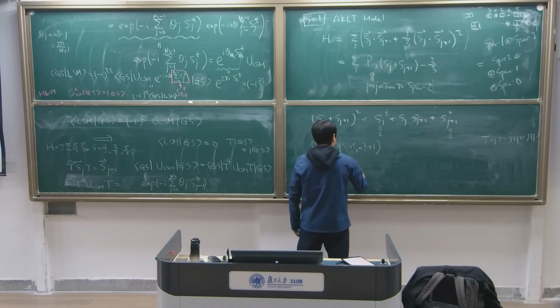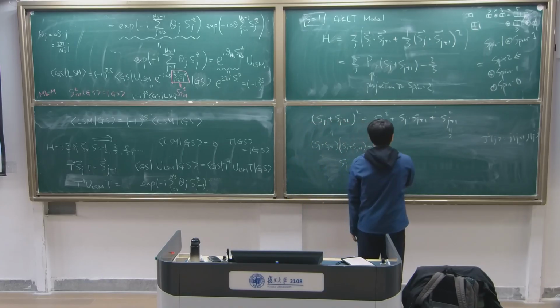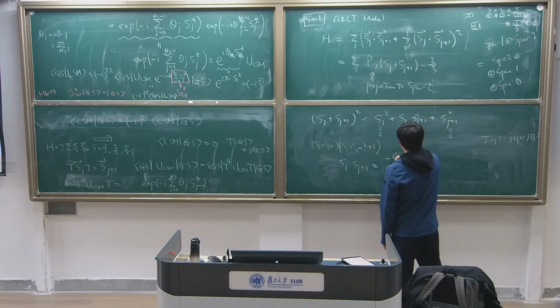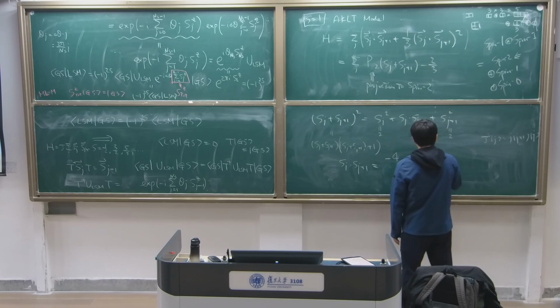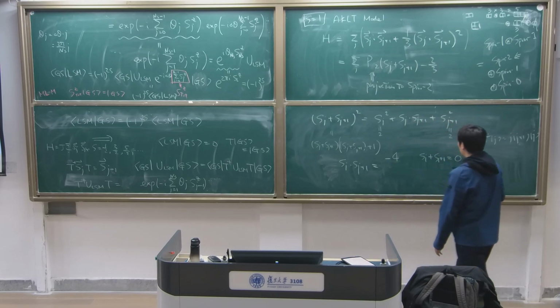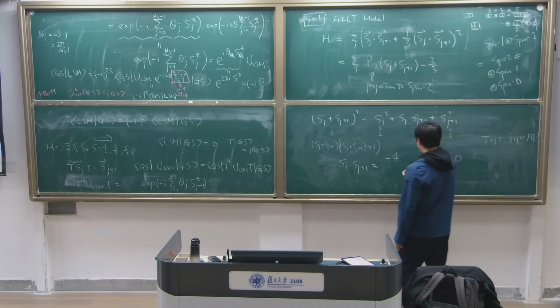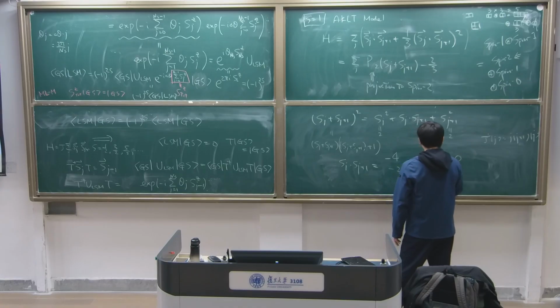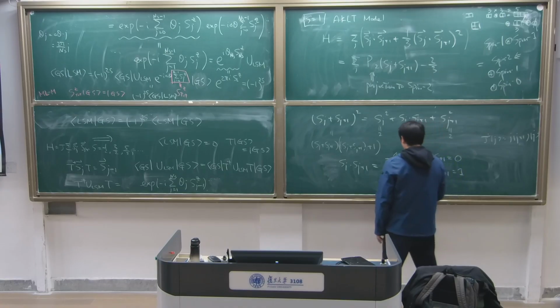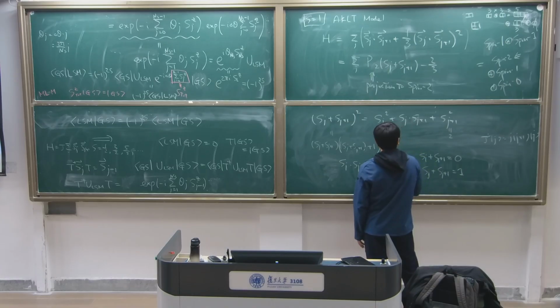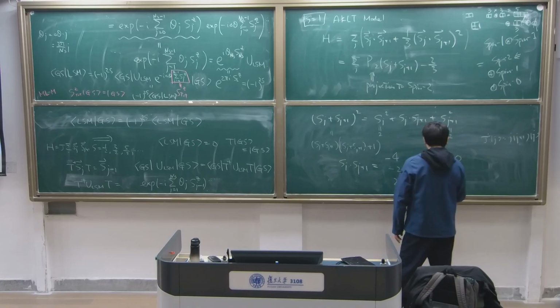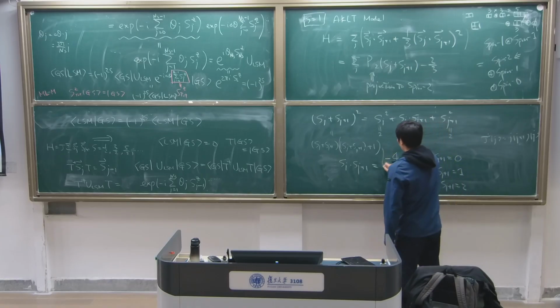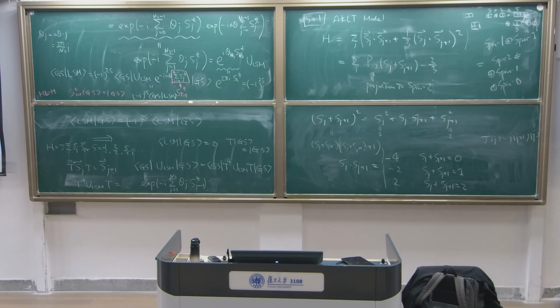So Sj dot Sj plus 1 is equal to minus 4 when Sj plus Sj plus 1 is equal to 0. Is it okay so far? And that this is equal to, it should be 2, so plus 2 when Sj plus Sj plus 1 is equal to 1. And then here, 6 when Sj plus Sj plus 1 is equal to 2. Is it okay? Do you agree with me?